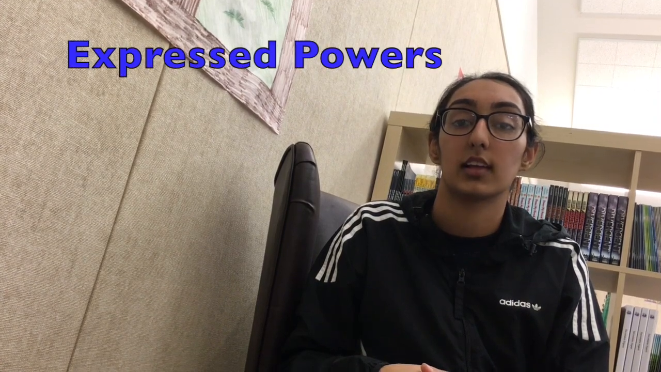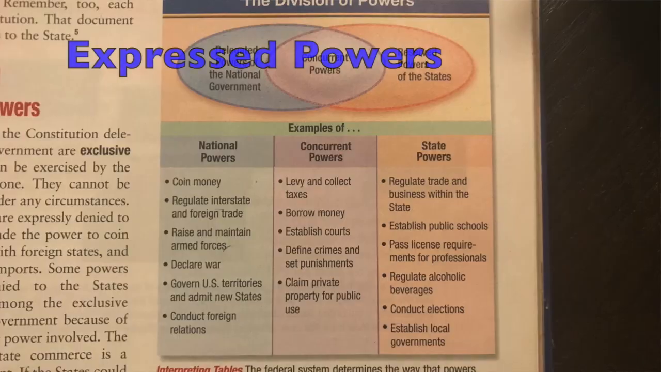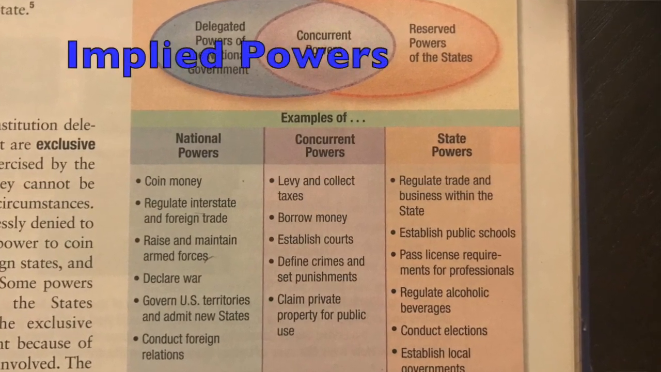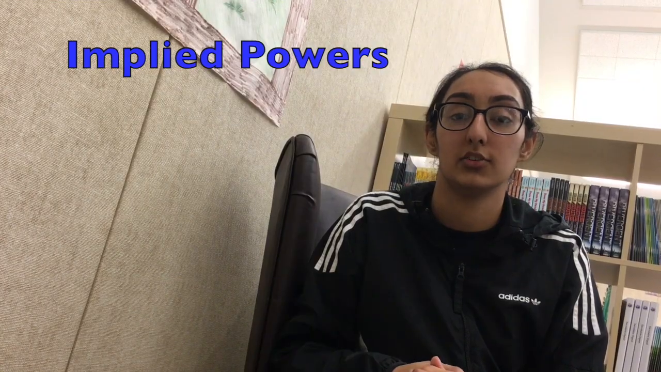The national government has delegated powers. These include express powers, which are directly stated in the Constitution. These are coining money or taxing. These also include implied powers, which are not directly stated in the Constitution, but they're needed to complete the express powers. The elastic or necessary and proper clause talks about these implied powers.